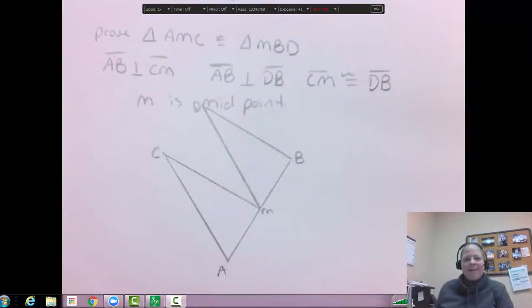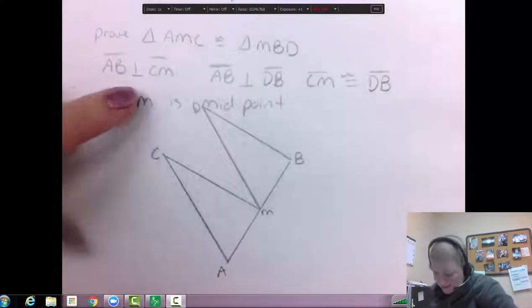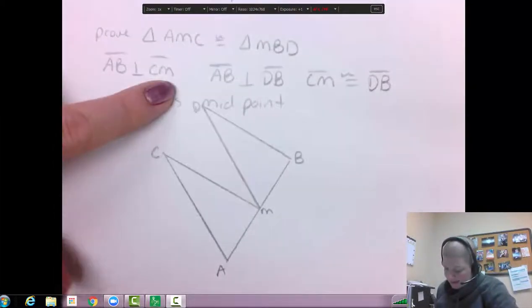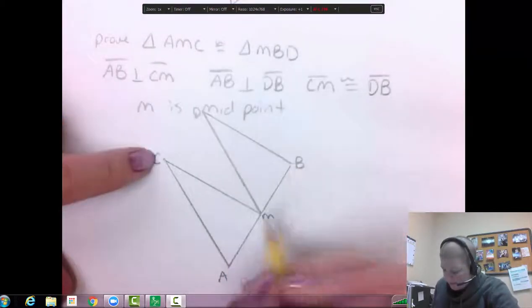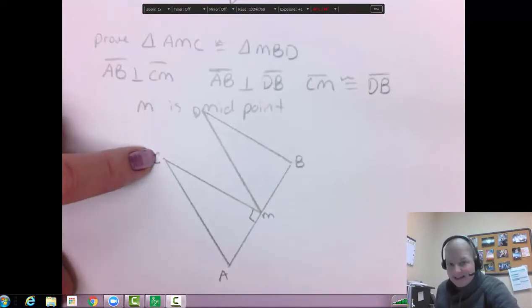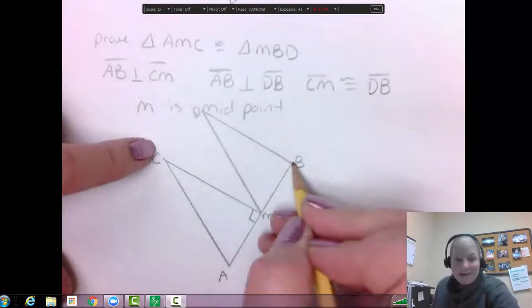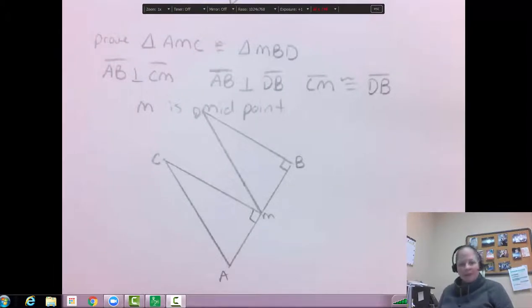So what are we given and what are we proving? So here's our drawing, and we were given that AB is perpendicular to CM. So look, AB is perpendicular to CM. That means this one has to be a 90-degree angle. That's the definition of perpendicular. And then we know AB is also perpendicular to DB. So this one also has to be a 90-degree angle. And then we know CM and DB are congruent.